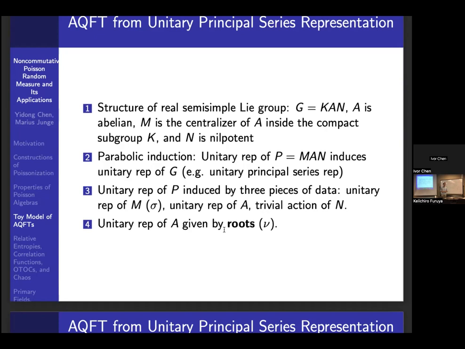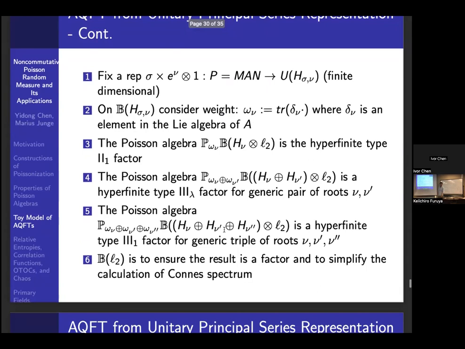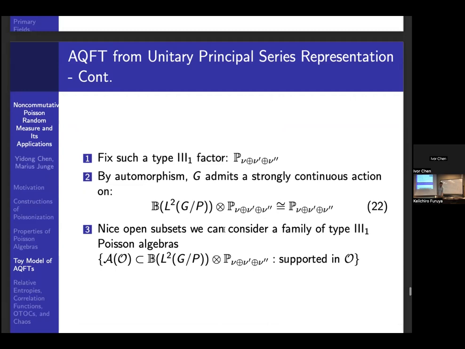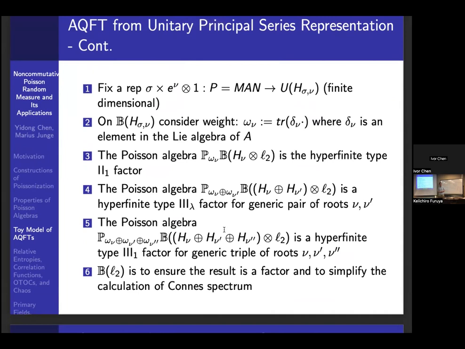So the procedure I use here, let's just ask ourselves a question. How do I get a principal series representation? One way is to use parabolic induction: go from a representation of a smaller subgroup to the group itself. That's what parabolic induction is. So I use the construction of that unitary representation. I produce a Hilbert space, so sorry, I produce a Poisson algebra. I can calculate what type of Poisson algebra I have.